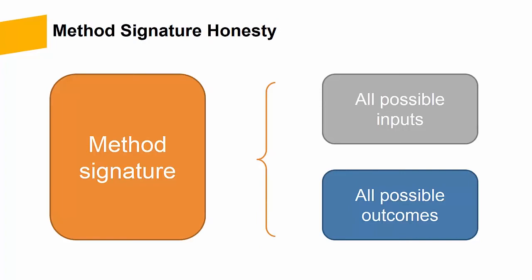So this brings us to the notion of method signature honesty. Method signature honesty is another way to state the second attribute of mathematical functions. So the signature of a method is honest when it conveys full information about its possible inputs and the range of possible outcomes.